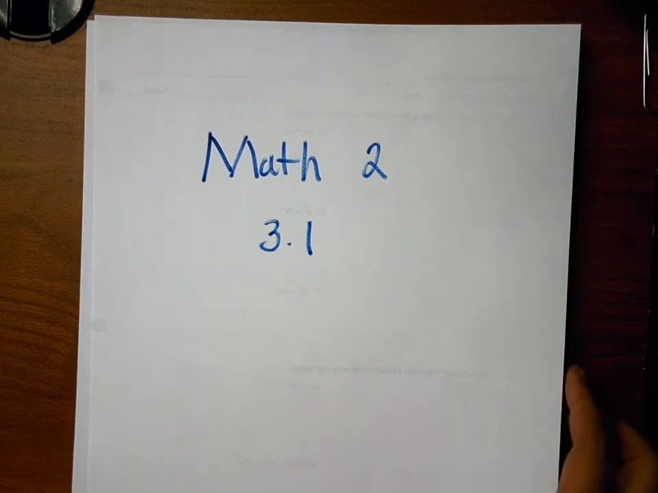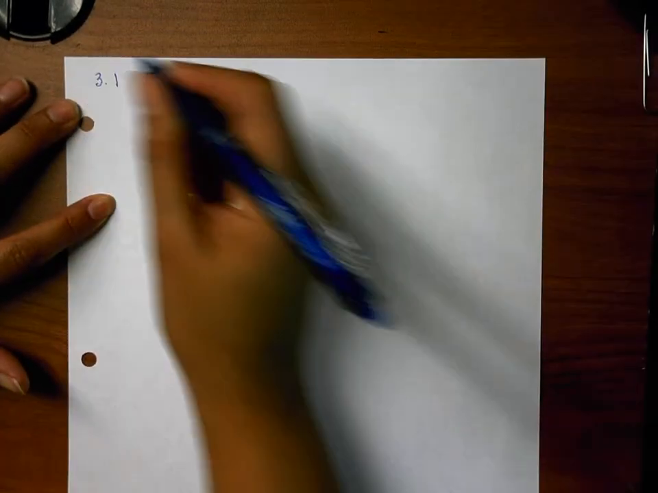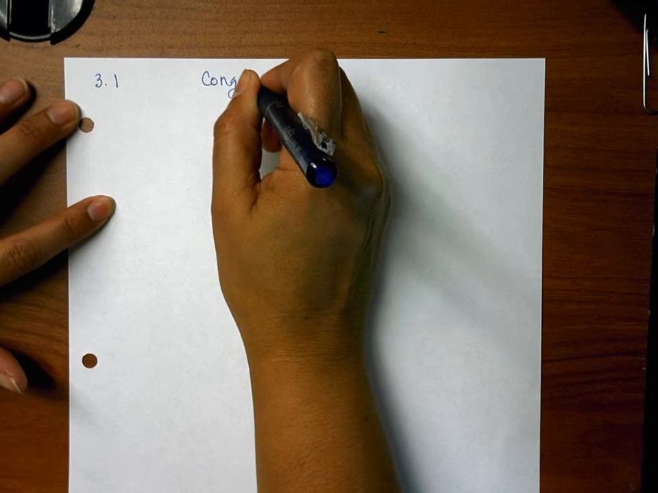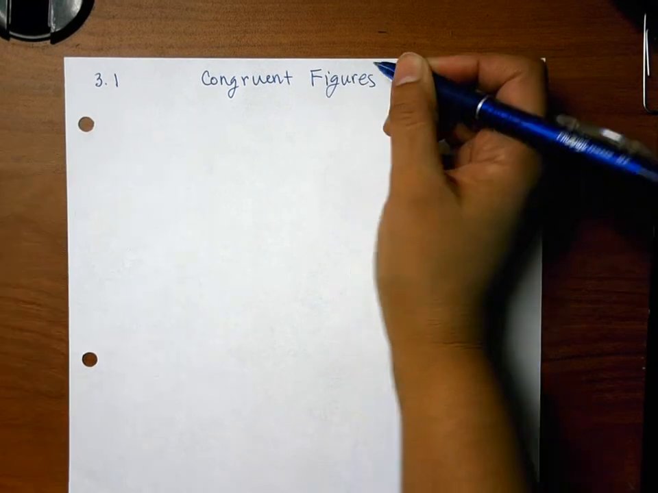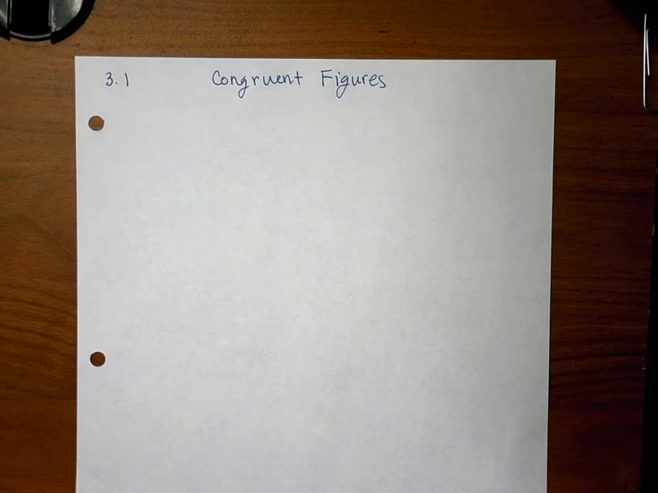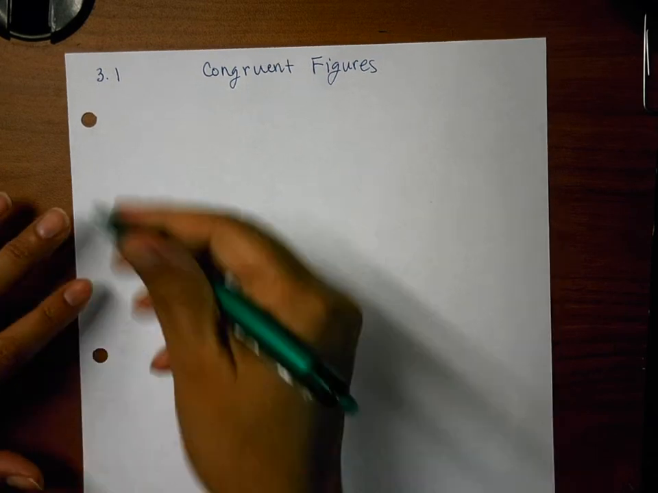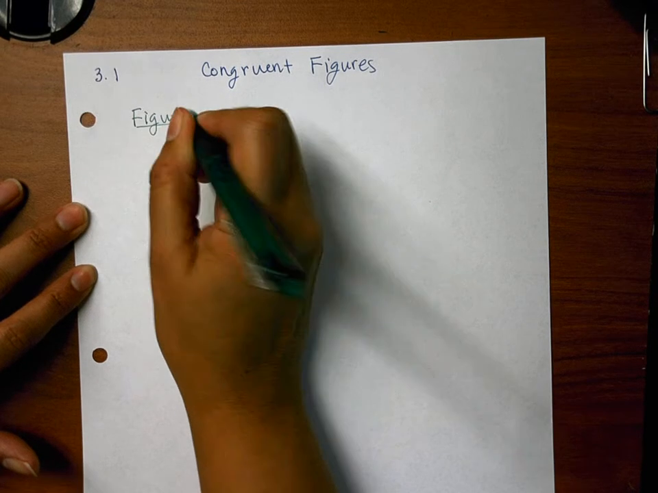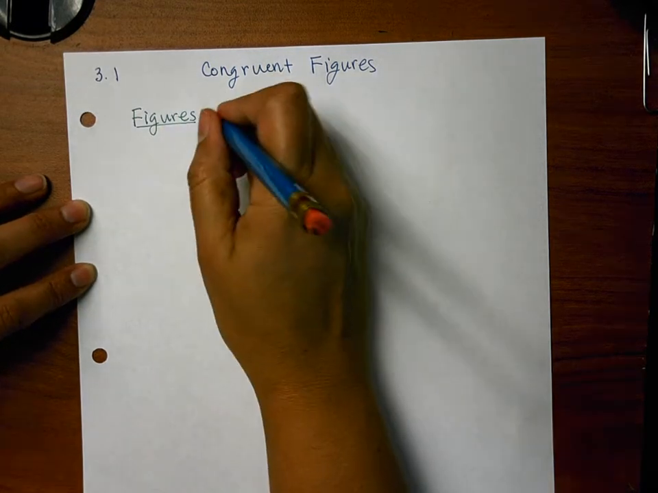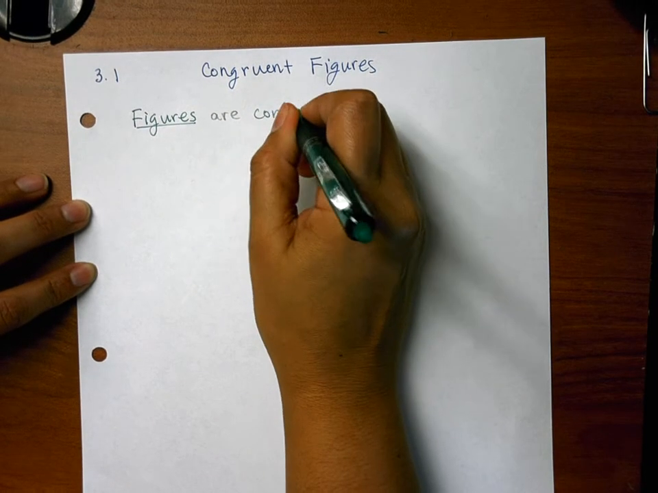This is Math 2, Unit 3, Lesson 1, Notes. 3.1, we're going to title this Congruent Figures. Okay, what I'm going to write down is a definition. Figures, I'm going to change to pencil, are congruent.